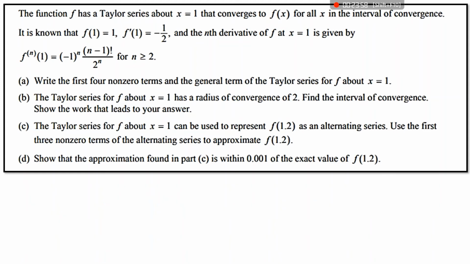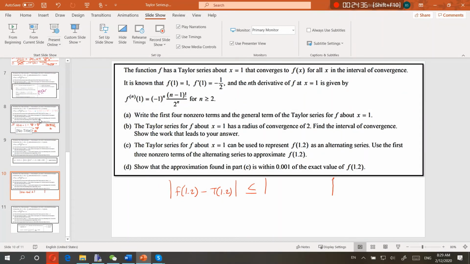Then I want to prove that this approximation is within 1/1000th of the exact value of f of 1.2. Okay, so if I want to look for my error, I can say the absolute value of our approximation minus the actual series should be less than or equal to what for my error bound? Let me go back and I'll paste our function here again.